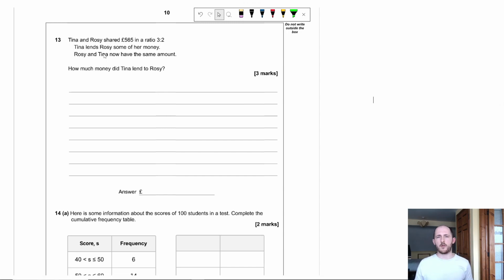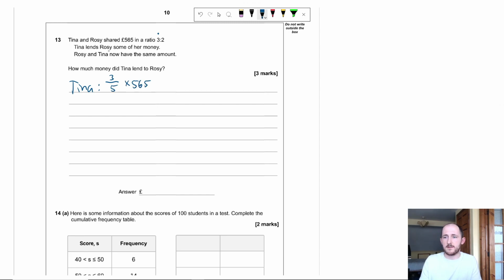There is a cleverer way, though. There is a bit of a cleverer way. If we just work out the difference between the people and half it, we'll be done. So, for Tina, and again, changing a ratio into a fraction, you look at the number associated with Tina, which is 3, divide by the total number, which is 5, you times it by 565.